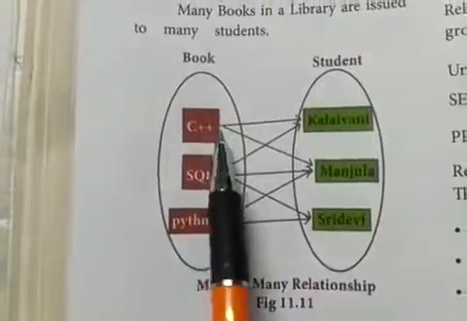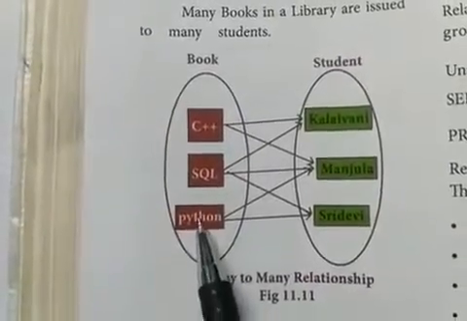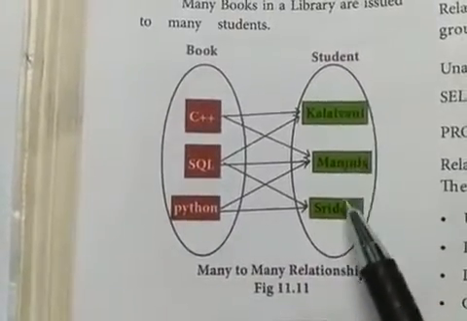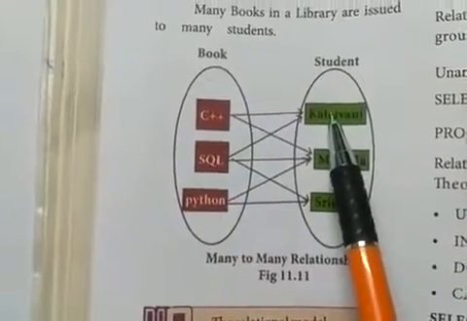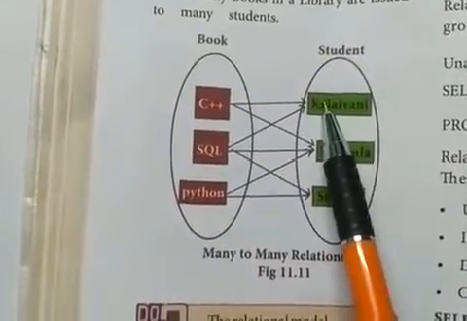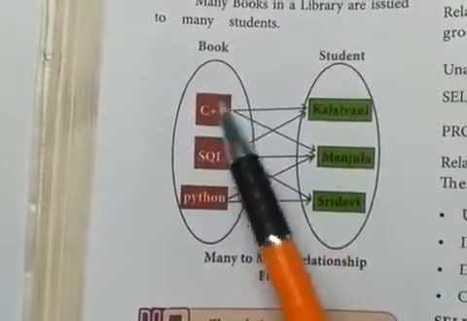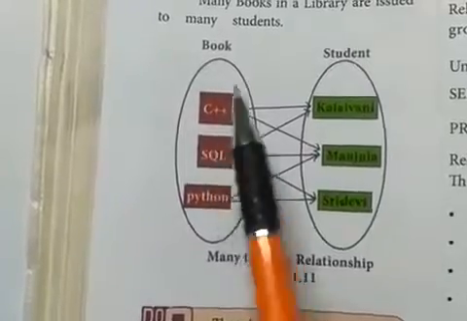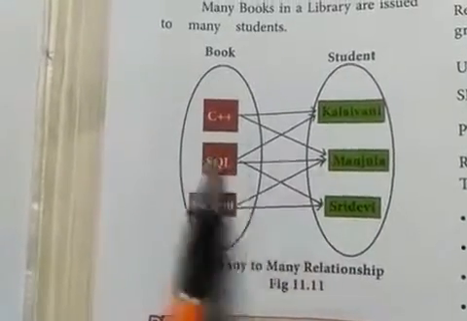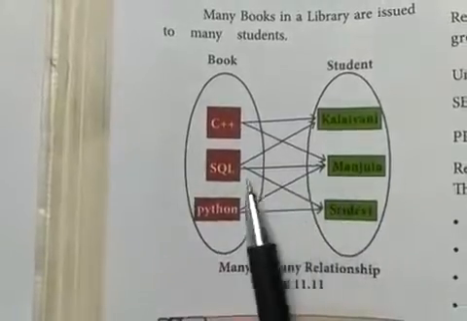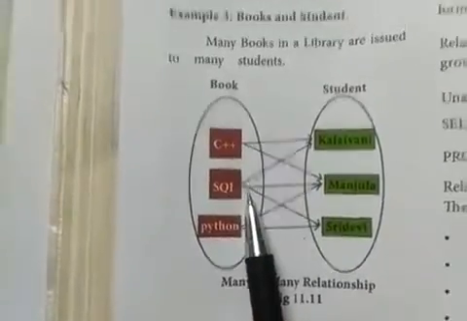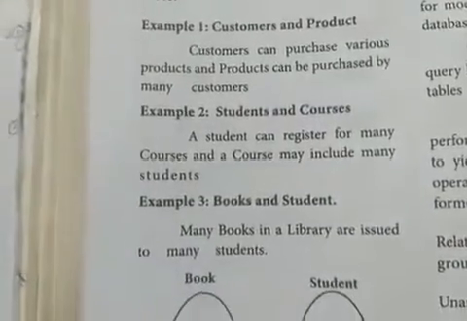In the book they have given this example: C++ book, SQL book, Python book, and Kalaivani, Manjula, Sridevi are entities of the student table, and this is related with two books, C++ and SQL. So these two books can be purchased by a number of people. This is the best example for a many-to-many relationship.